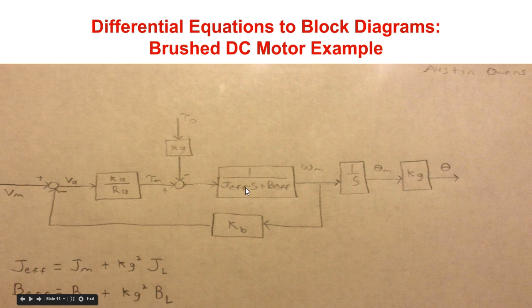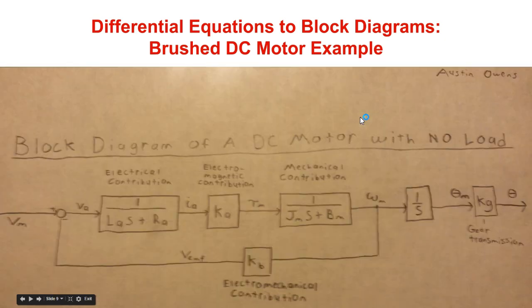So now you have a block diagram that not only characterizes a motor, but is able to consider loads and torque disturbances into your system. Just right there. And if you don't have a load, JL would just become zero, and BL would just become zero, just making this JM and BM, which was exactly what we had originally.